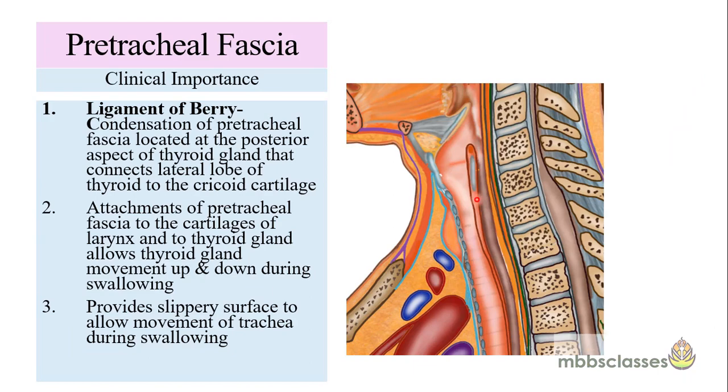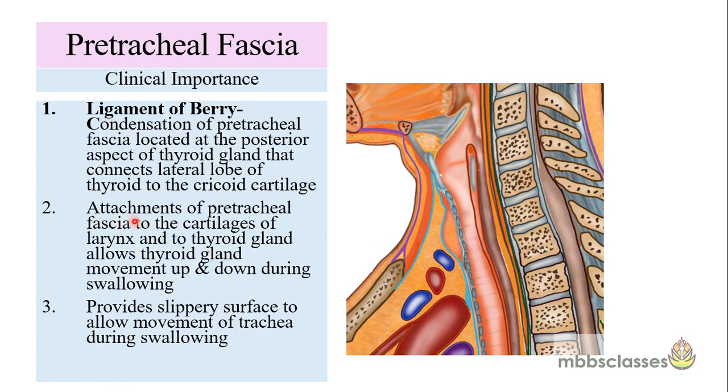Now let's see the clinical importance of this pretracheal fascia. There is a ligament of Berry which is sometimes asked in exams. This ligament of Berry is a condensation of the pretracheal fascia located at the posterior aspect of the thyroid gland, and it connects the lateral lobe of the thyroid to the cricoid cartilage. When the thyroid gland is attached to the trachea, there is a condensation of the fibers attaching this gland to the trachea, and this condensed fiber is called the ligament of Berry.